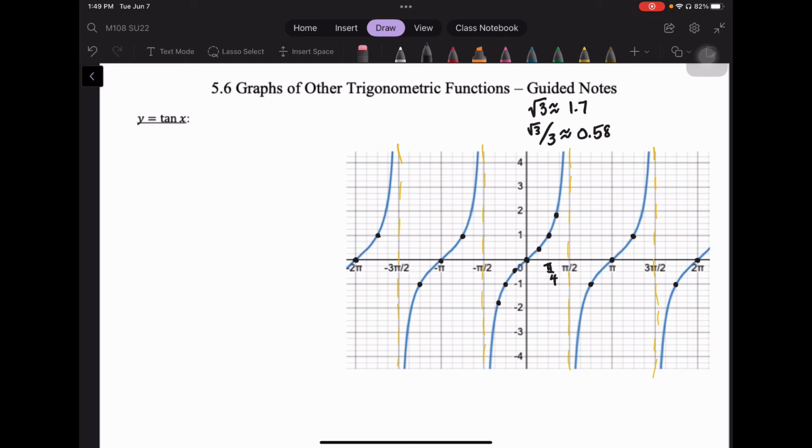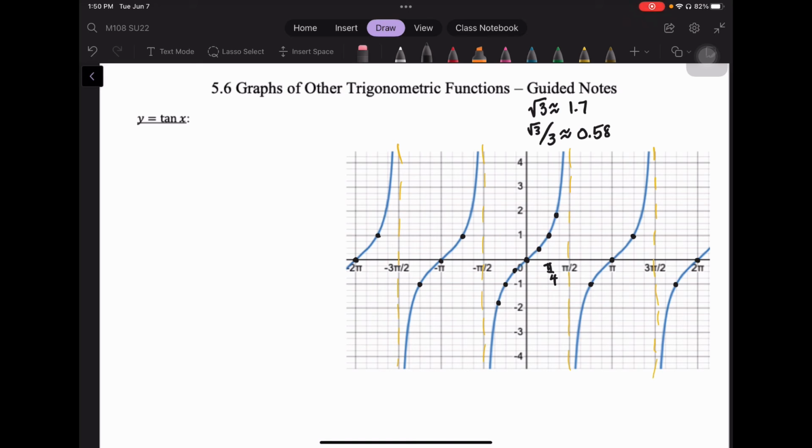And our graph goes through 0 when sine is 0, which is at 0, pi, 2 pi, negative 2 pi. At pi over 4, the graph is 1, and at negative pi over 4, the graph is negative 1. We have the square root of 3 positive at pi over 3 and at 4 pi over 3, and then it's negative at 2 pi over 3 and 5 pi over 3. We have the square root of 3 over 3, which is about 0.58, positive at pi over 6 and 7 pi over 6, and negative at 5 pi over 6 and 11 pi over 6.